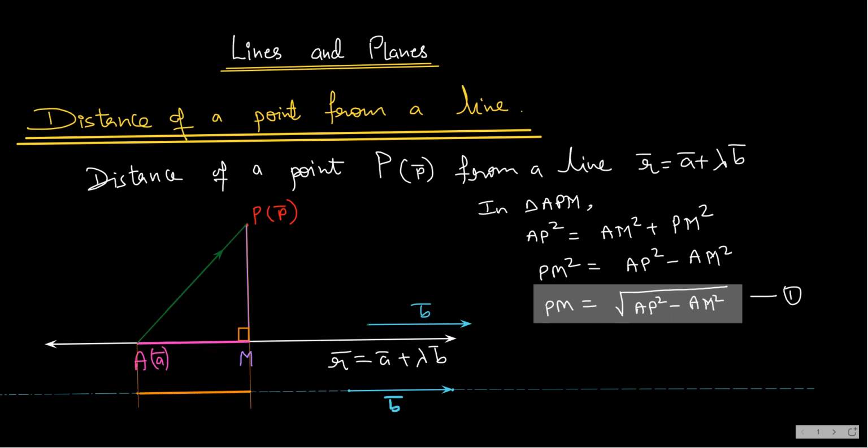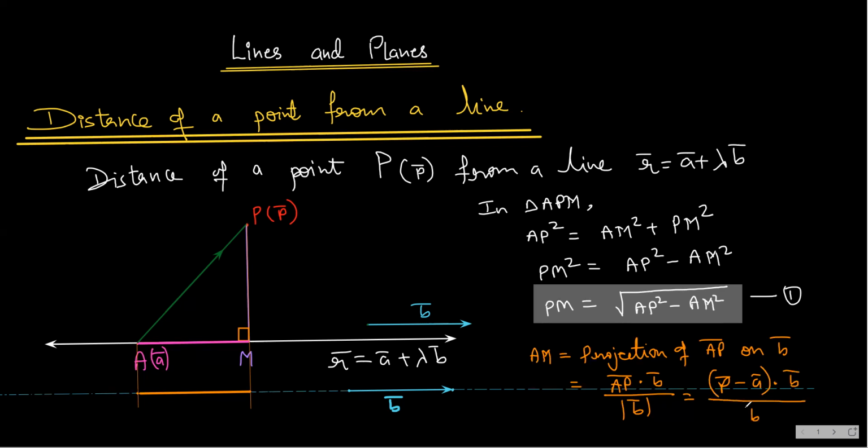Okay. So here I write AM equals projection of AP bar on B bar. That is, it is nothing but AP bar dot B bar upon mod B bar. That is the formula for the projection. AM is nothing but projection of AP bar on B bar. Now AP bar is what? It is P bar minus A bar. So AM is P bar minus A bar dot B bar upon mod of B bar. So you got AM.